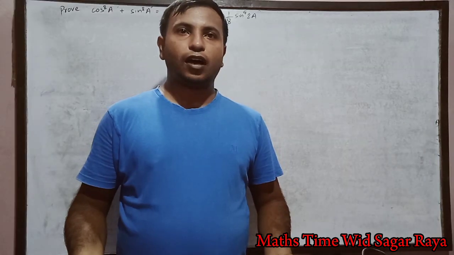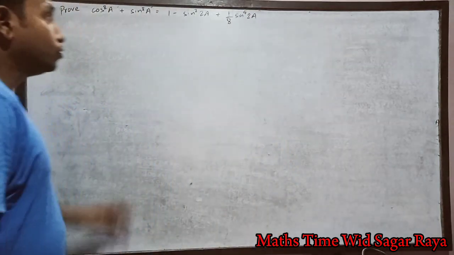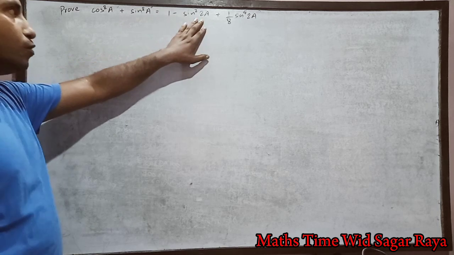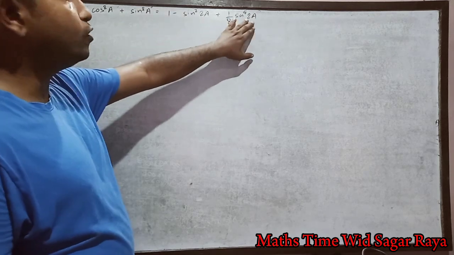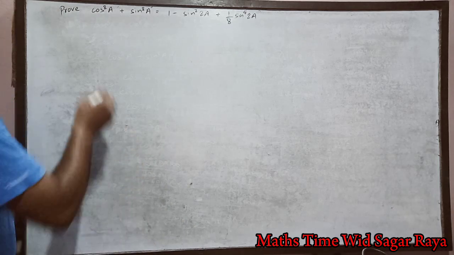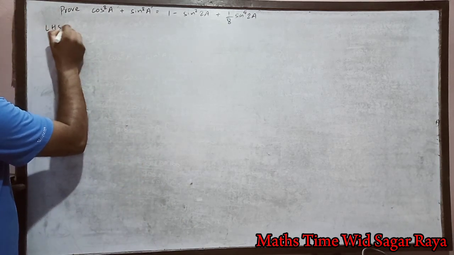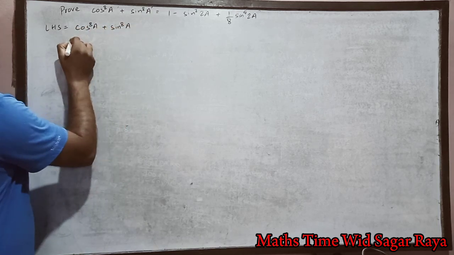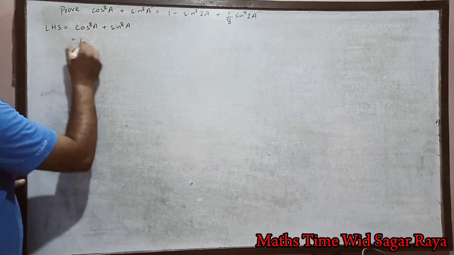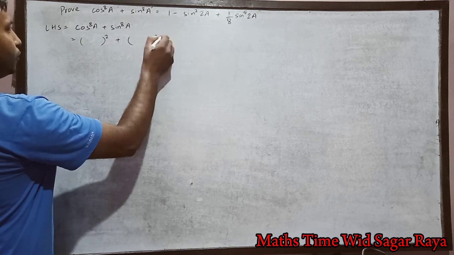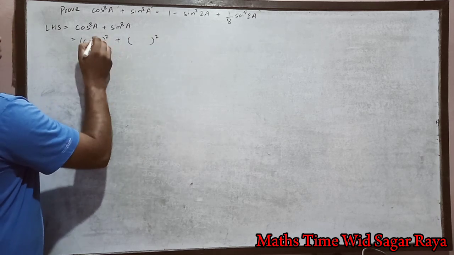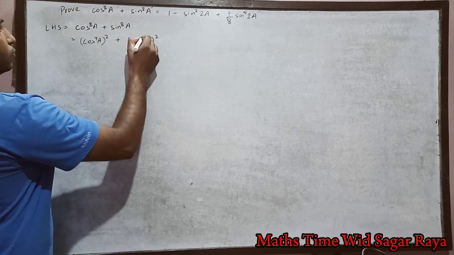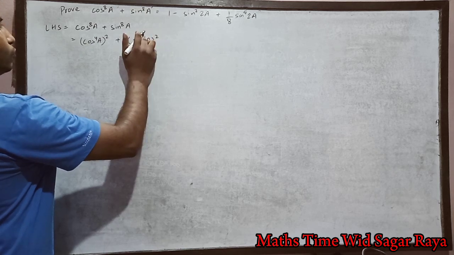Now let's go to our next question. Prove cos⁸A + sin⁸A = 1 − sin² 2A + 1/8 sin⁴ 2A. This question also starts from LHS. We have cos⁸A + sin⁸A. First we change it into the form of a² + b², so we write (cos⁴A)² + (sin⁴A)², since 4 twos are 8.